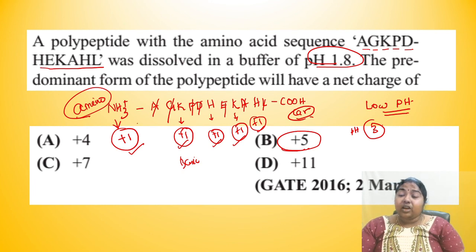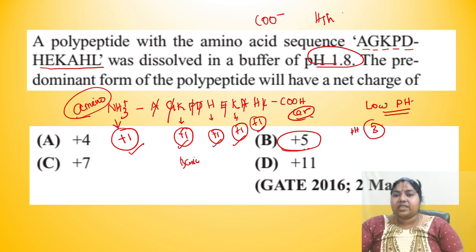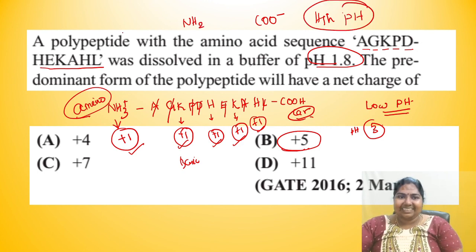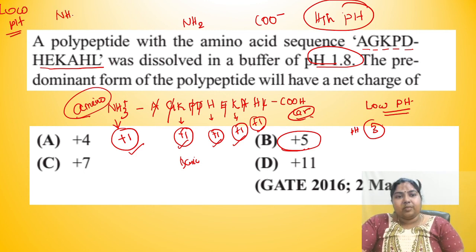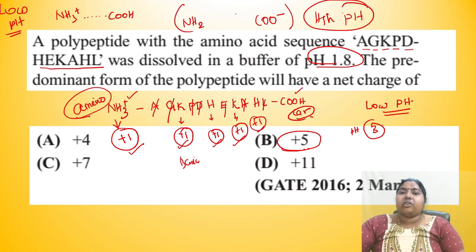If the question is for a higher pH, at that time the COOH will become COO minus, and the NH3 plus will become NH2. This will happen only under high pH conditions. But under low pH conditions it will be protonated, so this will become NH3 plus and COOH. That is how I wrote this N terminus and C terminus. Got the point? If the question was high pH, then I could have written this terminus as NH2 and this side as COO minus.